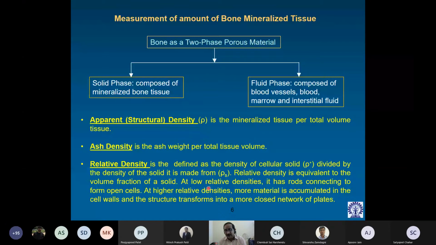Okay, at low relative densities, it has rods connecting to form an open cell. I have already discussed this. At higher relative densities, more material is accumulated in the cell walls, and the structure transforms into a more closed network of plates. So the transformation from an open cell, rod-like network structure to a more closed cell network structure is the transformation from a low relative density to a higher relative density.